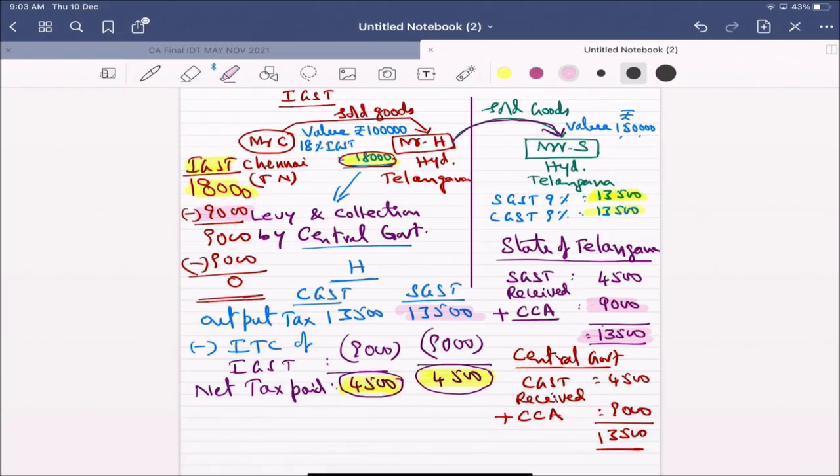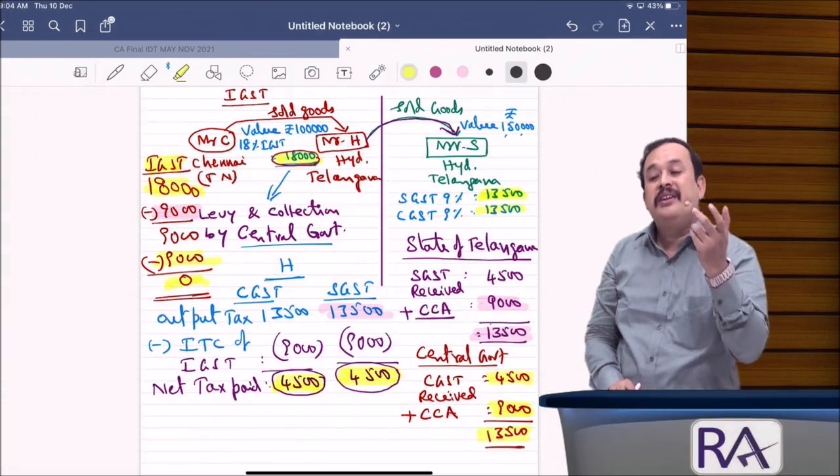At the same time, CGST, central government, got only 4,500. Now received from IGST account, how much? 9,000 with the help of CCA. CCA credited the SGST account and CCA debited the central government account, IGST 9,000. So IGST became 0. SGST now total become 13,500. Now got the clarity, my dear friends? Any difficulty in the given case, my dear?